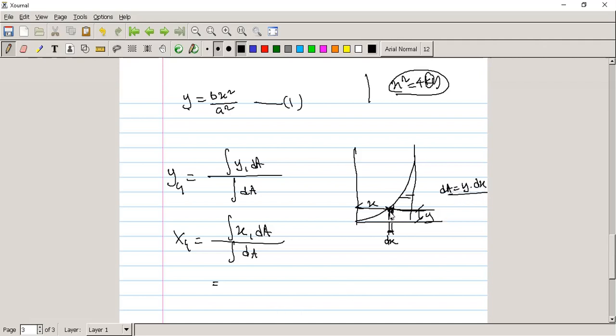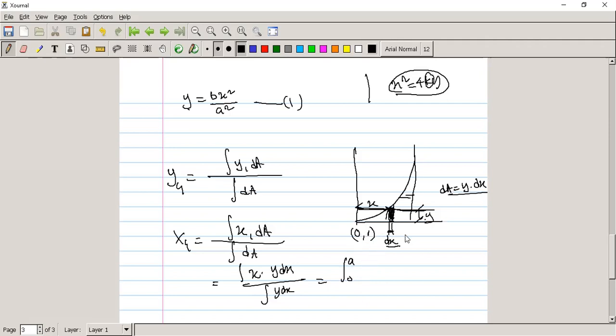Clear? So take a small section at a distance x from the y axis, whose width we take a very small elementary length, that is dx, and the height, that is y. So the small area dA is y into dx. So we write integration of x into y dx by integration of y dx. Now simply put the limit, and the limit is how much? 0 to a. Is it clear?